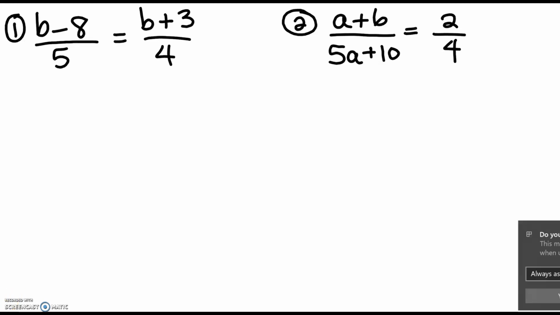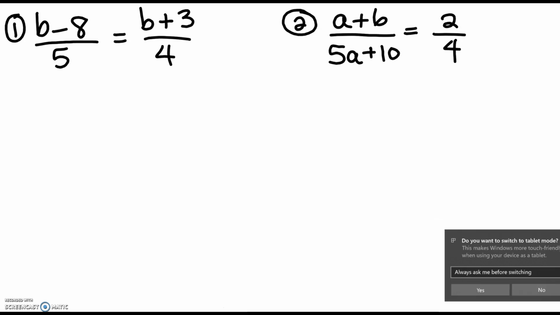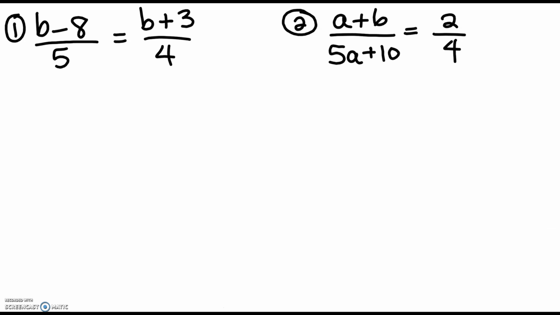Hey guys, here are two examples of how we can solve algebraic proportions. So, as you read earlier, proportions are basically when you have two ratios set equal to one another, or a fraction equal to a fraction. We use what we call cross multiplication in order to solve this.